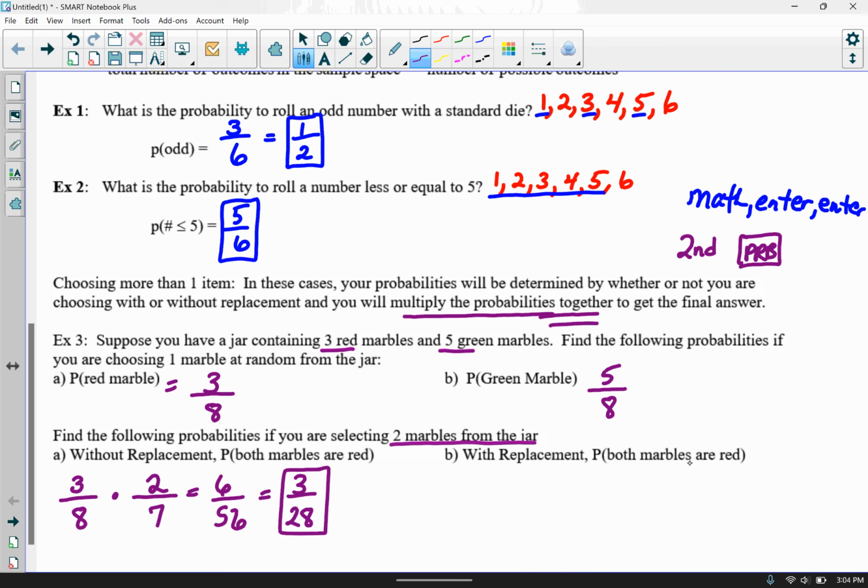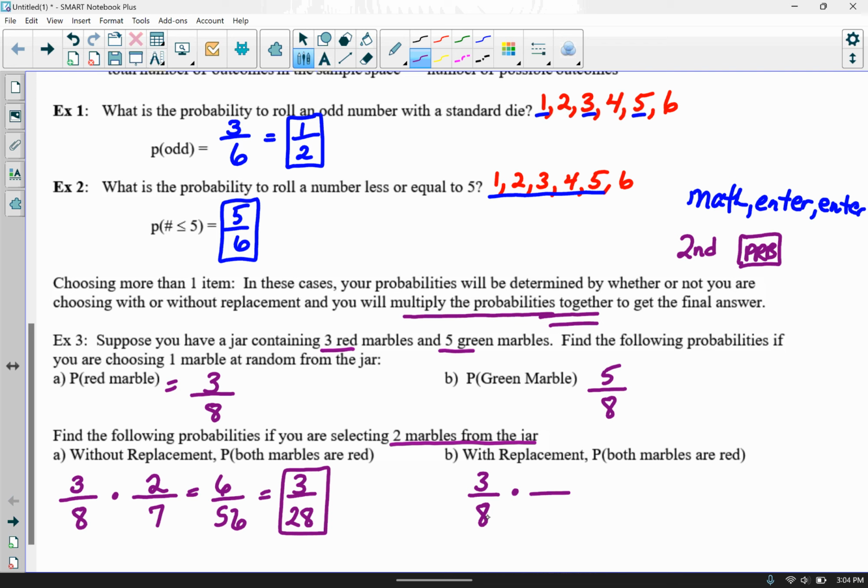Now I'm choosing my 2 marbles. Here's my first marble, there's my second marble. I want the probability that both of them are going to be red. When we choose that first marble, there's 3 red ones in our jar out of our 8 total. Like I said, we picked it out, we looked at it, now we put it back.